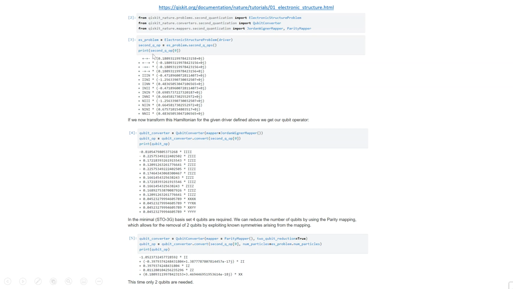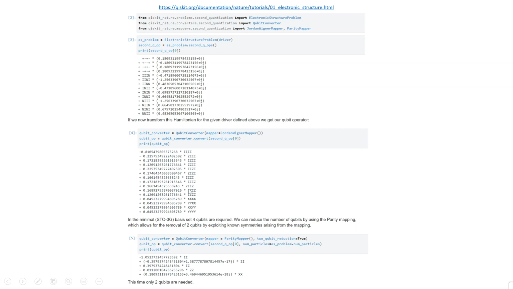So if we print out that second quantization Hamiltonian, we get something that looks like this. It's in this plus minus basis. Everything is expressed in terms of plus and minus, and then we have the summation of those. But what we want to do is transform it to a qubit Hamiltonian. So we use this qubit converter, and this particular one uses the Jordan-Wigner mapping. And now we express it in terms of the I, Z, X, and Y basis.